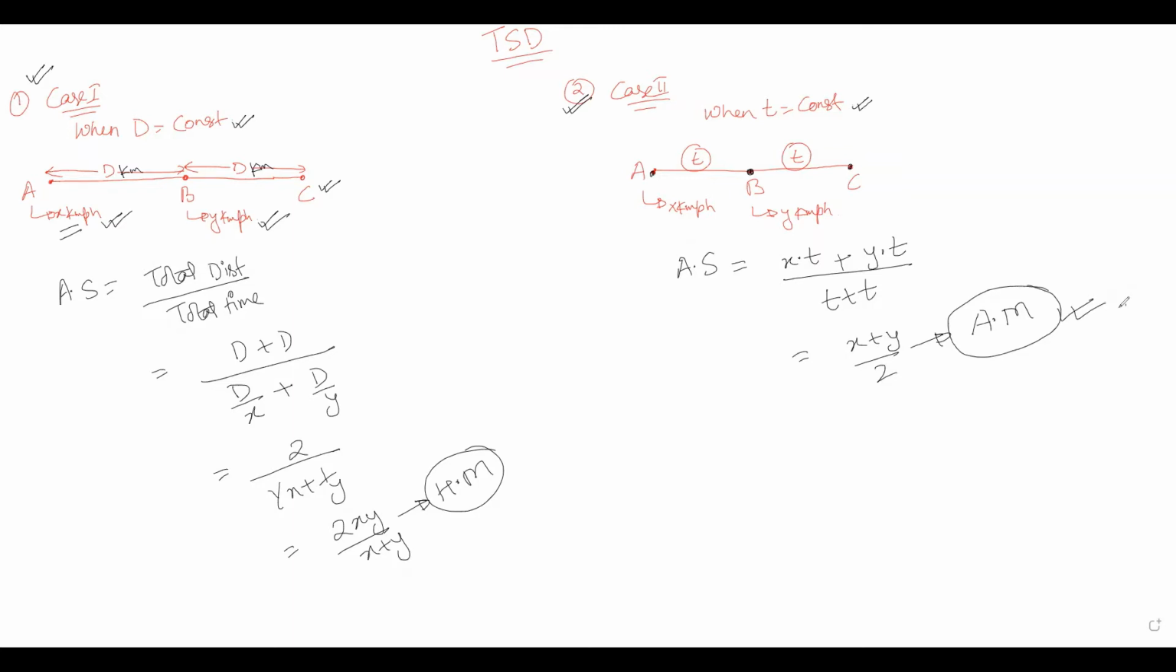Now we can extend this to infinite speeds and we'll be getting the same formulas. That means when a car is traveling with different speeds but for the same distance, the average speed for the entire journey would be simply the harmonic mean of all these speeds. And if a car travels for the same time with different speeds, the average speed for the entire journey would be simply the arithmetic mean of all the speeds.